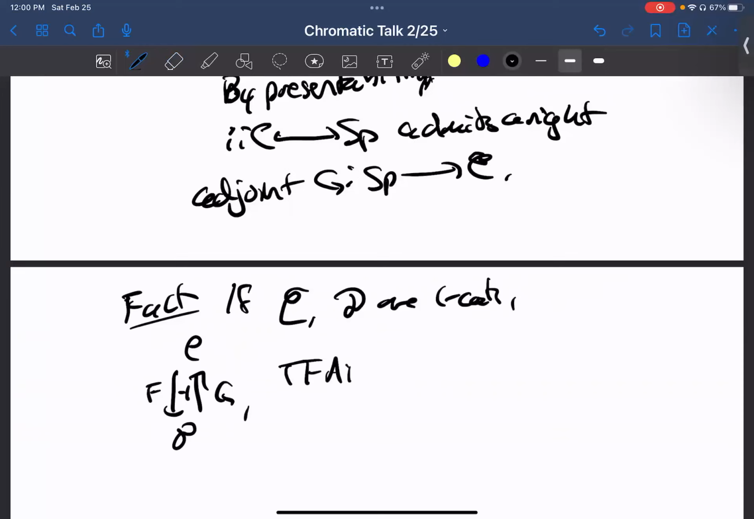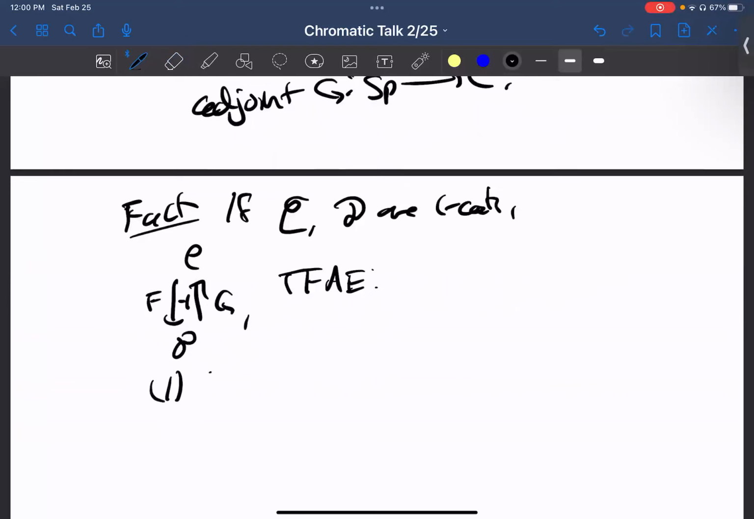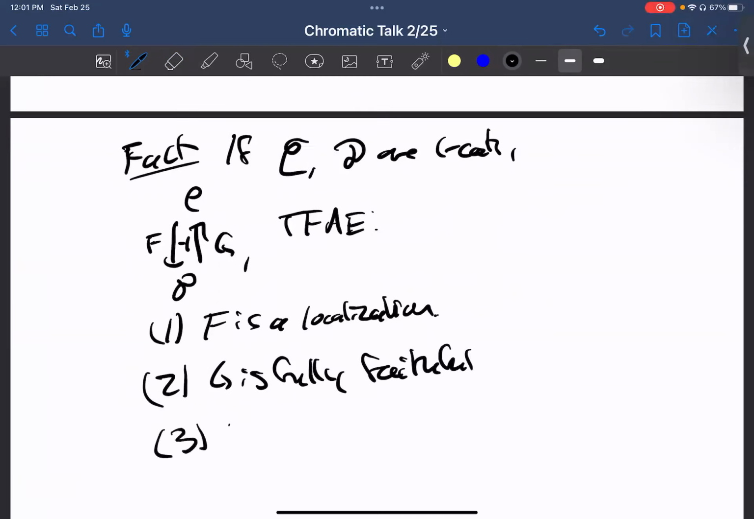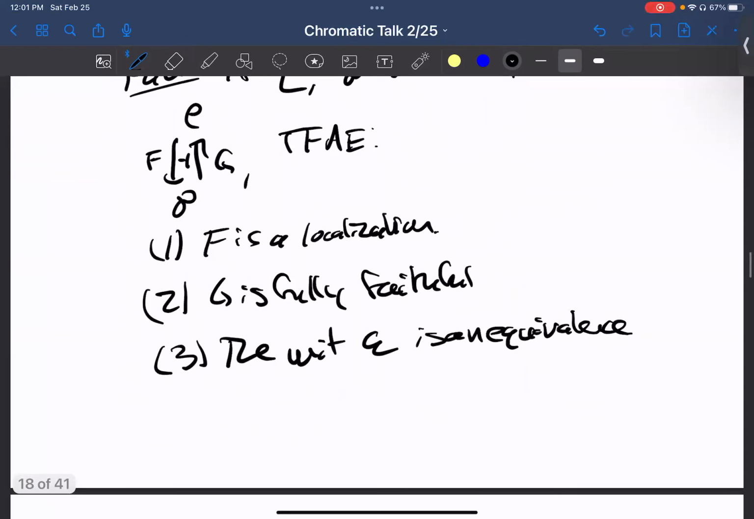Then the following are equivalent. 1, F is a localization. So this means that D is equal to the universal category inverting everything, which becomes everything in C which becomes invertible after applying F. 2, G is fully faithful. And 3, the unit is an equivalence. The same holds infinity categorically, but I just wanted to say that for one categories.